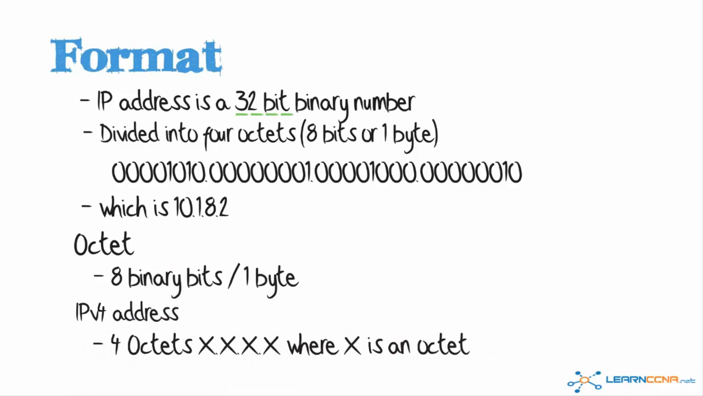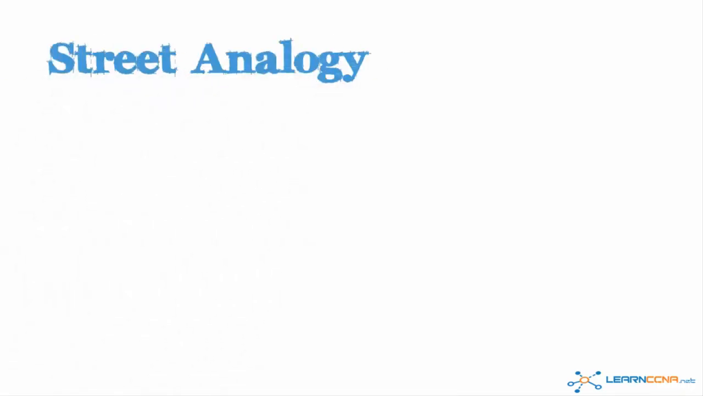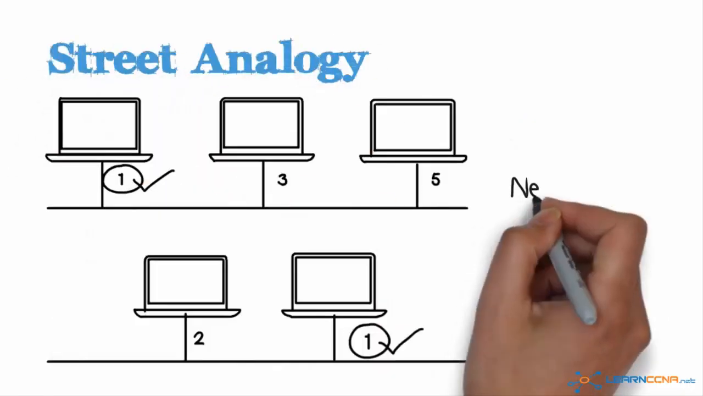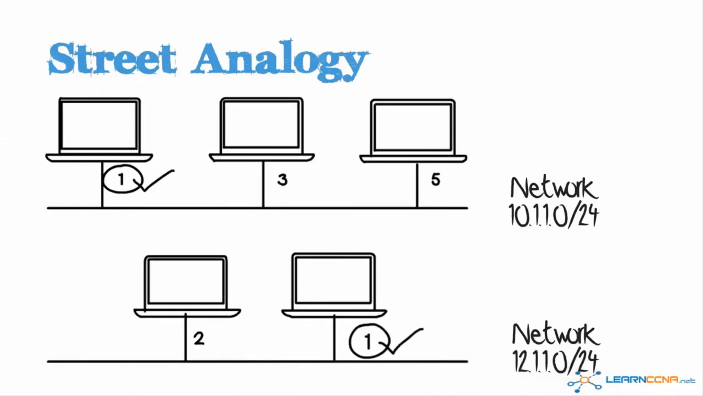Now, using our street analogy again, it's possible to have the same house number on different streets. So house 1 could be on Oxford Street as well as Cambridge Street. House number 1 should just not appear twice on the same street, but number 1 is permitted on different streets.